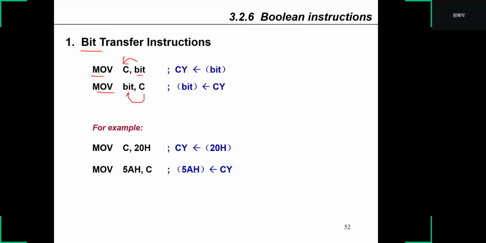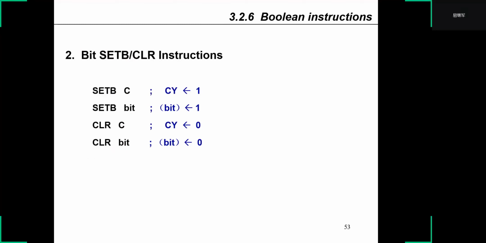For example, MOV C, 20H, which means move the bit 20H to C. This 20H is a bit address, not a byte address. SETB, CLR: SETB C sets C, moving 1 to C. SETB bit moves 1 to the bit. CLR clears, clear C, moves 0.